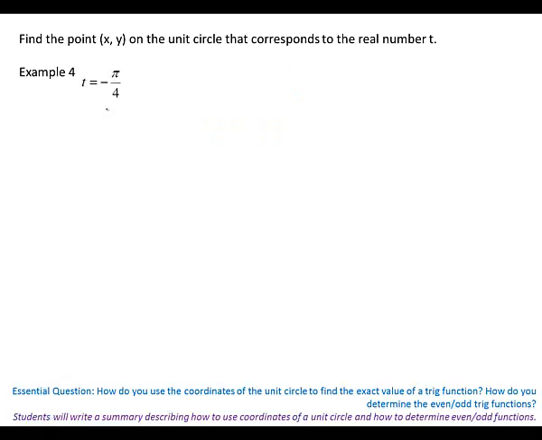Is negative pi over 4 on the unit circle? Yes or no? No. Okay. So I know that I've got to add or subtract 2 pi. So in over 4 world, what do I have to add? 8 pi over 4. So what do I get when I add 8 pi over 4? 7 pi over 4. So look for 7 pi over 4. What quadrant is it in? Fourth quadrant. All right, read me the coordinates of 7 pi over 4.